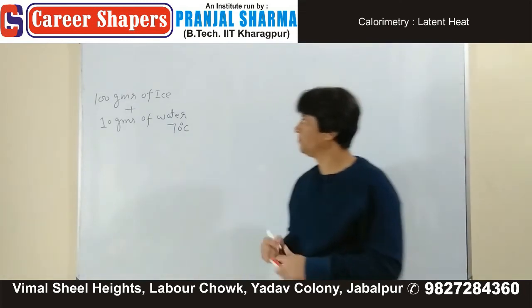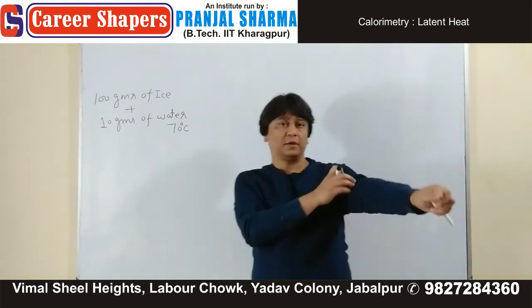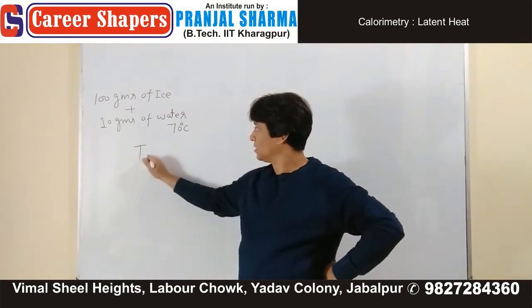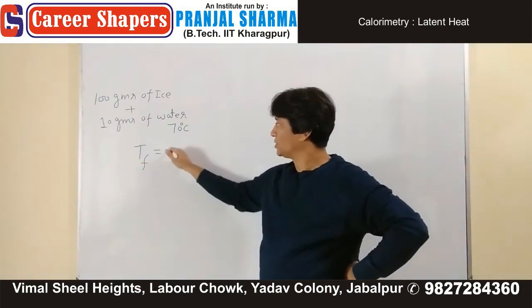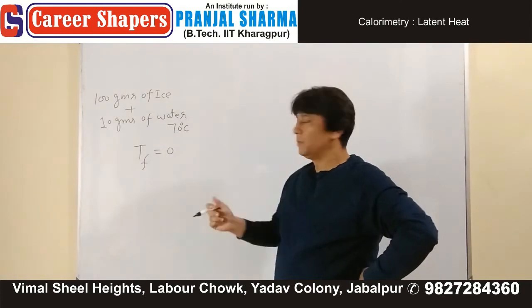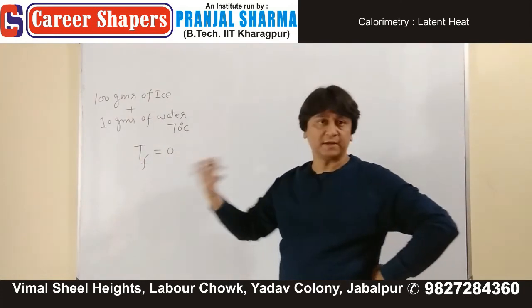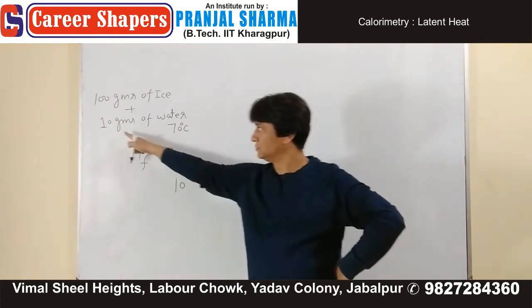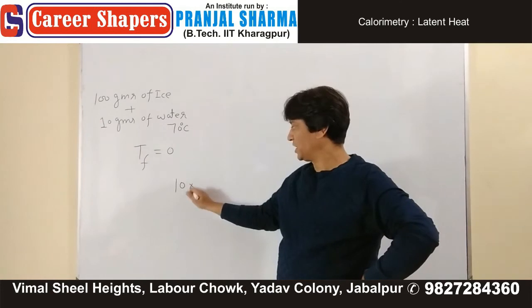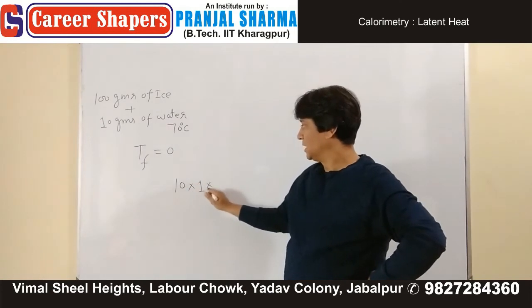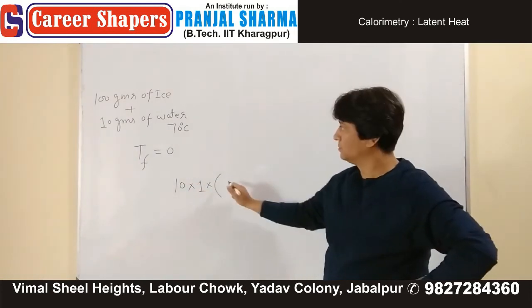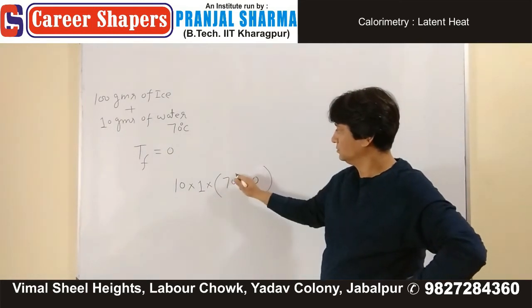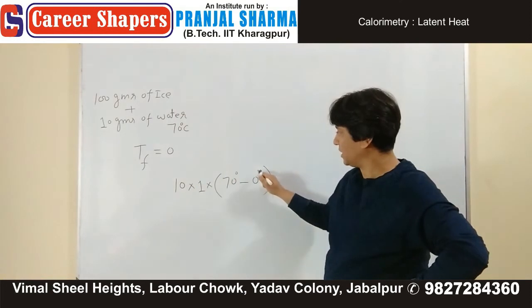Look here. So we know that the final temperature of the system is what? 0. Final temperature is 0. That means how much heat is coming? 10 grams of water with specific heat 1. Its temperature drops from 70 to 0. 70 degrees to 0 degrees.